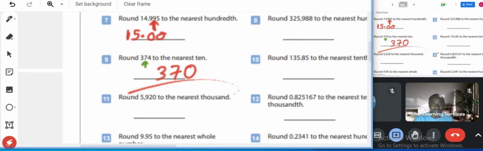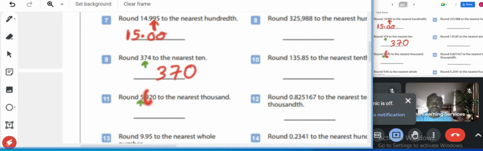Okay, let's look at this second one, number 11. Round 5,920 to the nearest thousand. Where are we supposed to stop? 1,000, right? Yes. So we're supposed to stop at this 5, which is the thousands. Okay, so we see the number after it, 9. And it's anything 5, 6, 7, 8, 9. We call it 1, isn't it? Yeah. So we're adding it to 5.